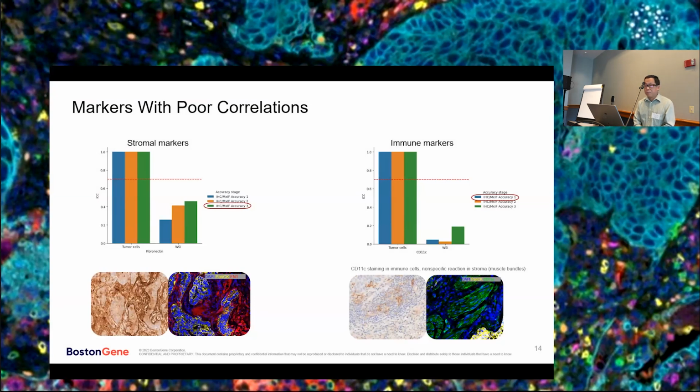So here are 2. One is a stromal marker. This is fibronectin. We can see the ICC is only about 0.4. The reason is that in MxiF, we see very confined immunostaining, but in IHC, you always see a kind of diffuse staining. Then it causes trouble because when you quantify, you have to use a certain standard, a threshold.